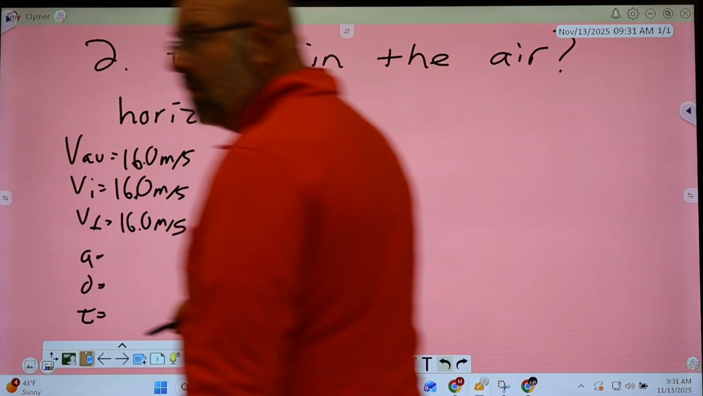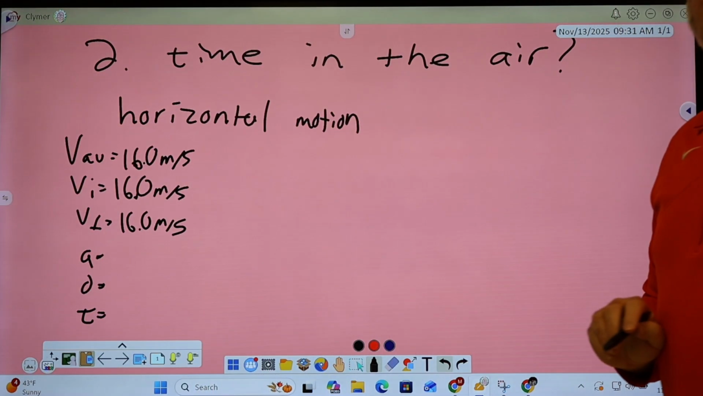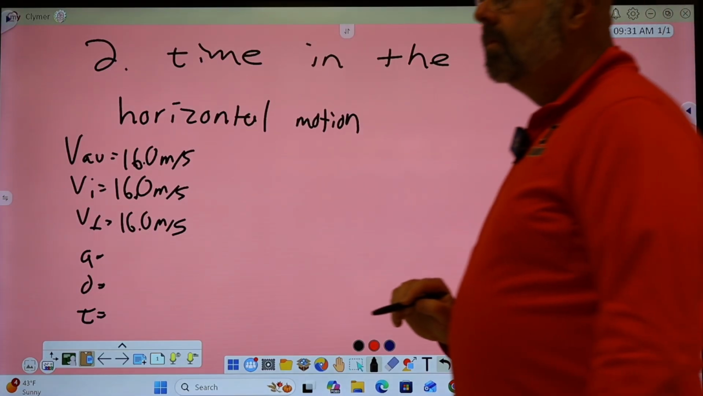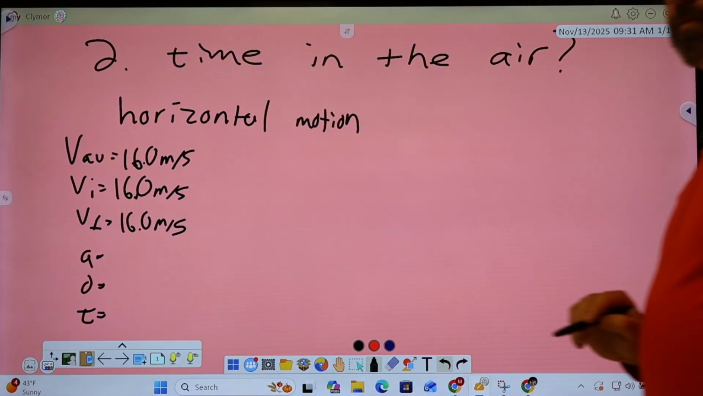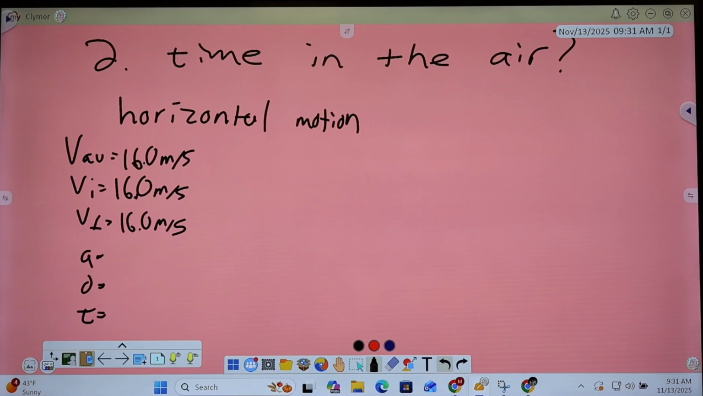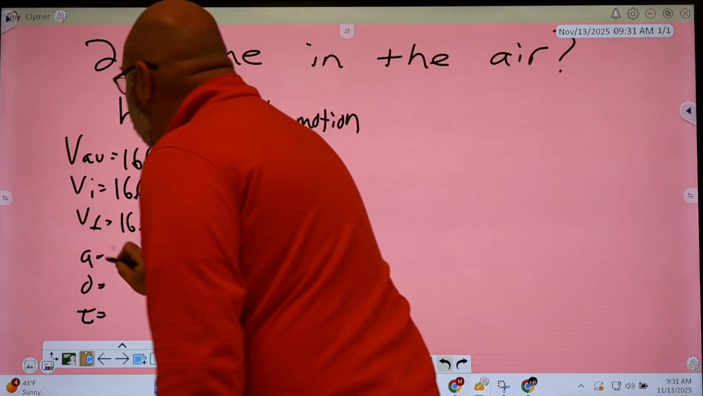Acceleration is what? There's no acceleration. Why? We're at a constant velocity, right? This is Newton's first law. An object in motion is going to stay in motion unless acted upon, and we said no air resistance, so what is acting in the horizontal direction? Nothing, right? So our acceleration is 0.